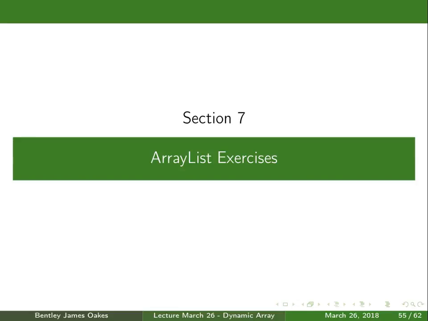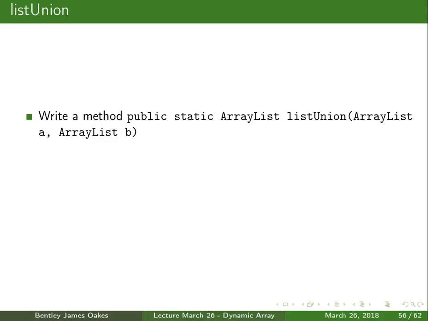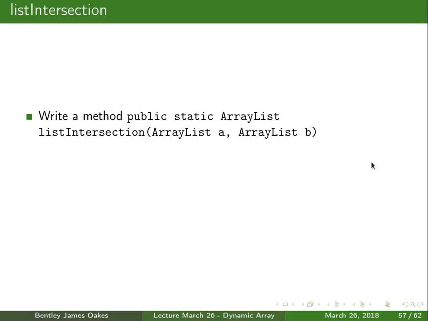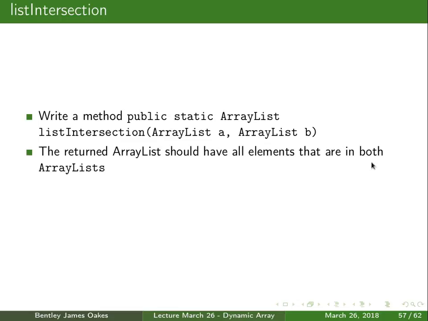So I think I'm going to do, maybe not the list union. The list union is a method that takes 2 array lists and creates a 3rd array list that has all the different elements inside of it where there aren't duplicates. I think what I'm going to do, it's more interesting. I'm going to do the list intersection.